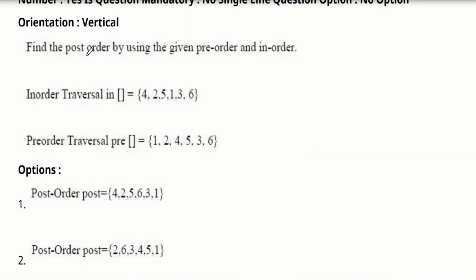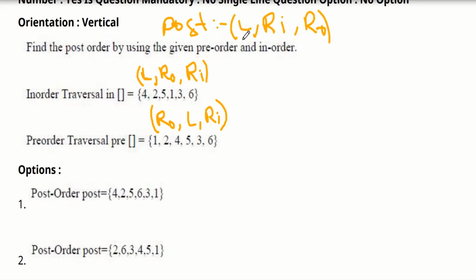Here the question is to find the post order using the given pre-order and in order. The in-order traversal is given and the pre-order traversal is also given, and we have to find the post order from both. First we have to know what the traversals mean. In in-order traversal the order is left, root, and right. In pre-order the root comes first, then left, and finally right. And in post-order, the left comes first, next the right nodes, and finally the root node.